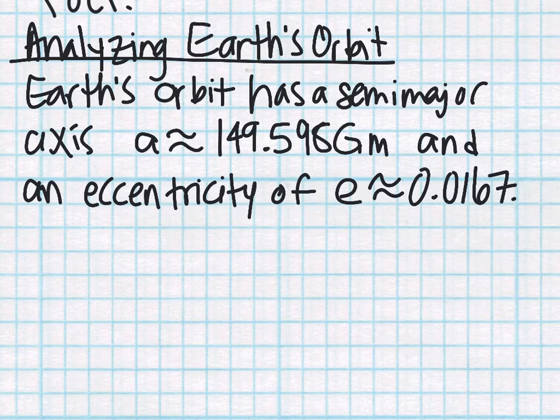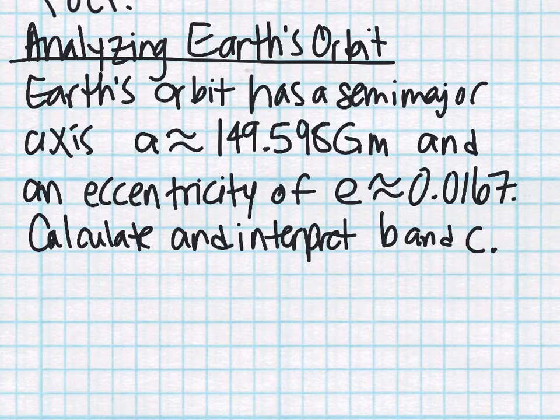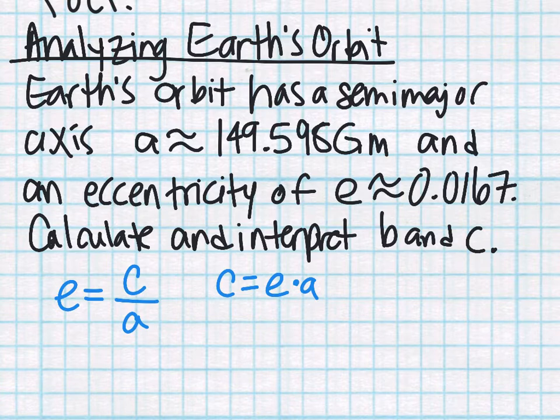So what we're going to do for this example is we're going to calculate and interpret the values for B and C. So now A, B, and C are related. We've seen it in our Pythagorean relation. So we know that E is equal to C over A, which tells us if I just rearrange this and solve for C, C is equal to E times A. Multiply both sides by A to get rid of the fraction. I've got C is equal to E times A.